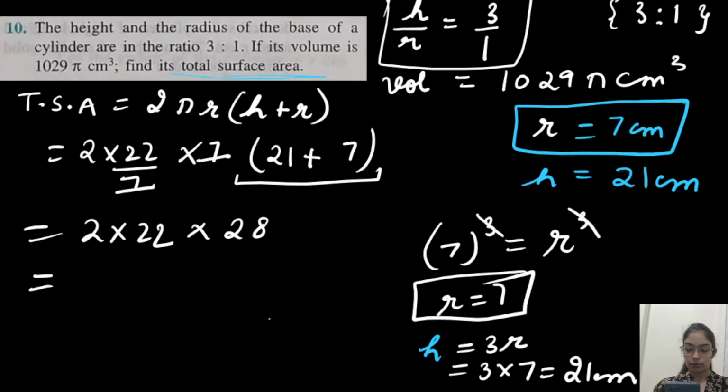Mohan, the formula you have told is wrong. So it is 2 pi r. I have already written the formula 2 pi r into r plus h. 1232. So it is in centimeters. So centimeter square. Area's unit is always square and volume is a cubic unit.